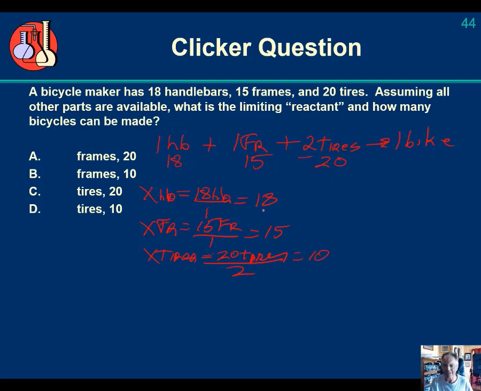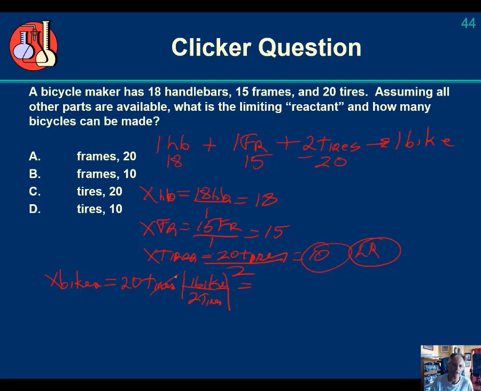So this is a really simple method. All you have to do now is look at the smallest number, and the smallest number is 10. That is going to be my limiting reactant. And so now I could go ahead and I could simply calculate how many bikes I could make with my limiting reactant, which is 20 tires. And it takes 2 tires for 1 bike.